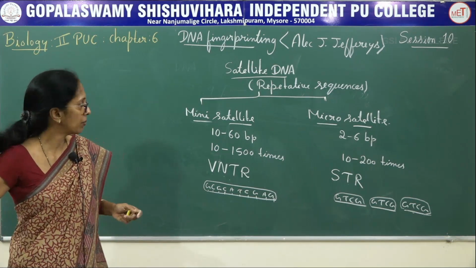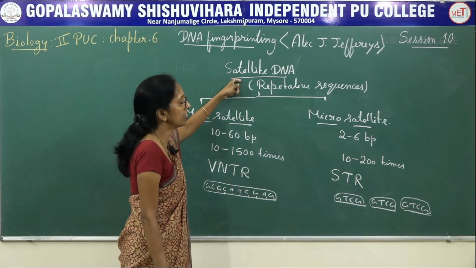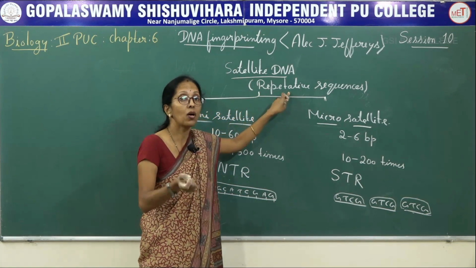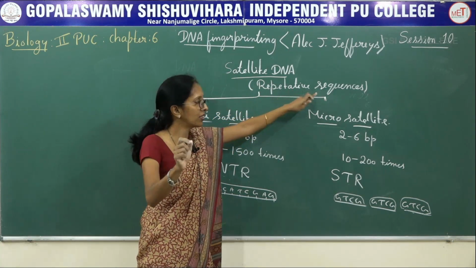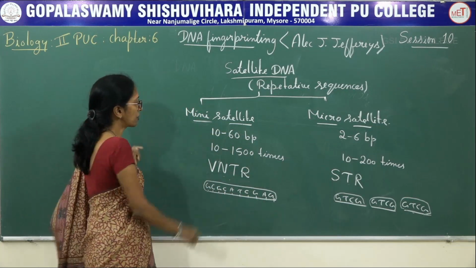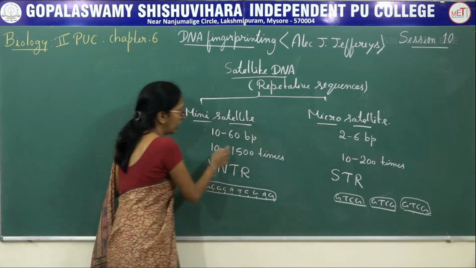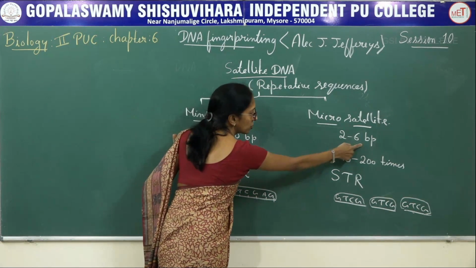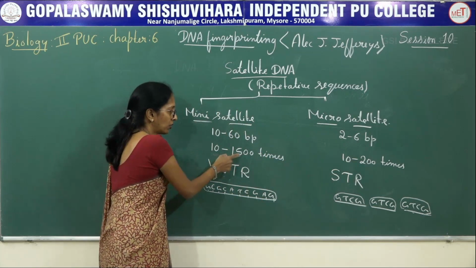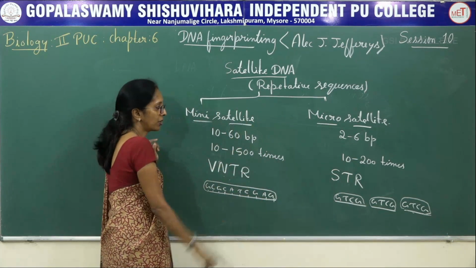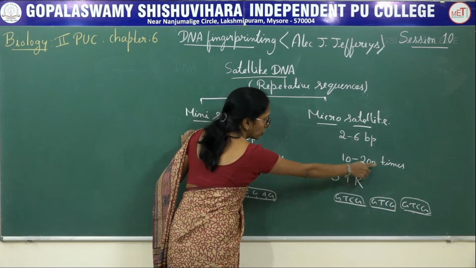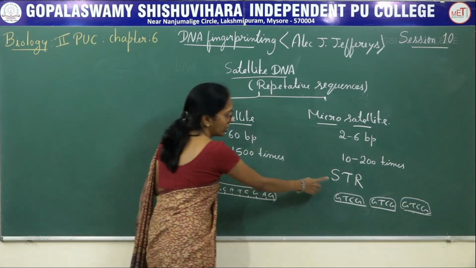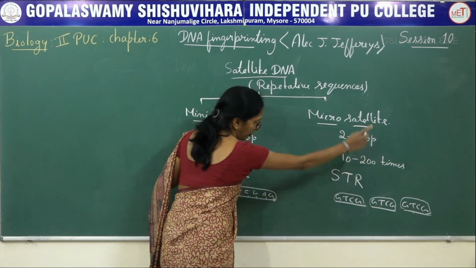So now what is meant by satellite DNA? Satellite DNA is nothing but DNA consisting of repetitive or highly repetitive DNA sequences. There are two types, minisatellite and microsatellite. Minisatellite consists of 10 to 60 base pairs, here 2 to 6 base pairs, and here 10 to 1500 times it repeats, here only 10 to 200 times repetition. This is said to be variable number tandem repeats. This is said to be short tandem repeats.